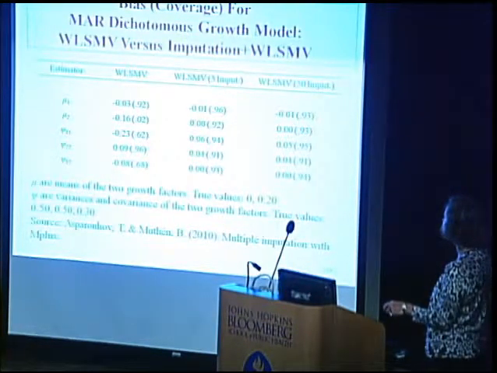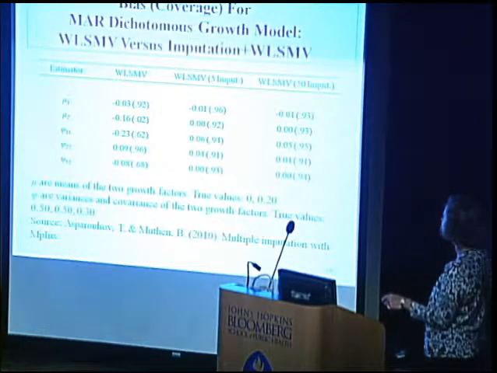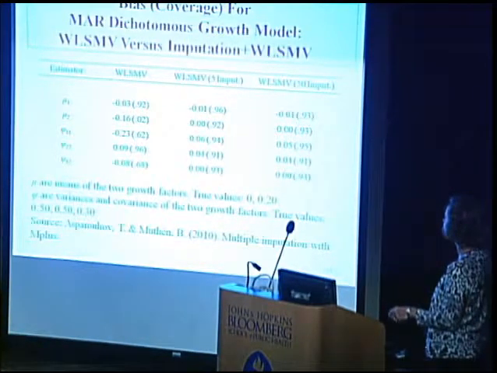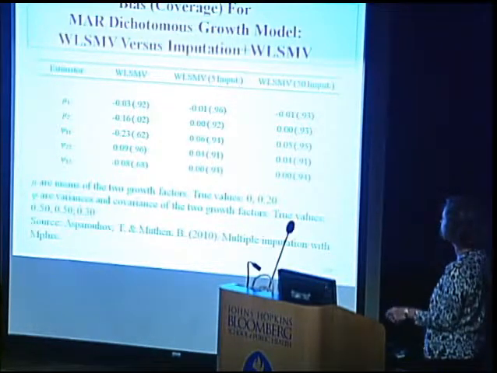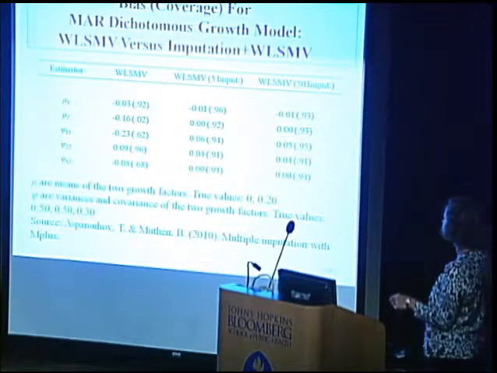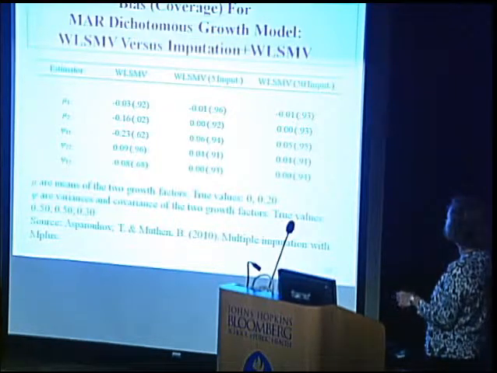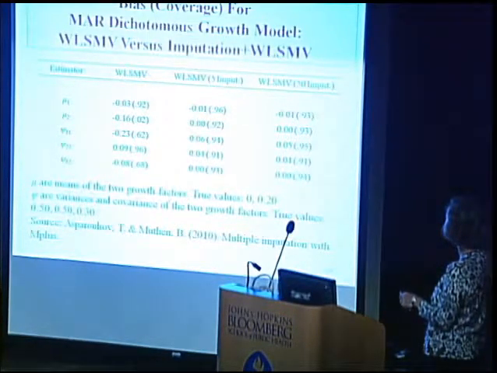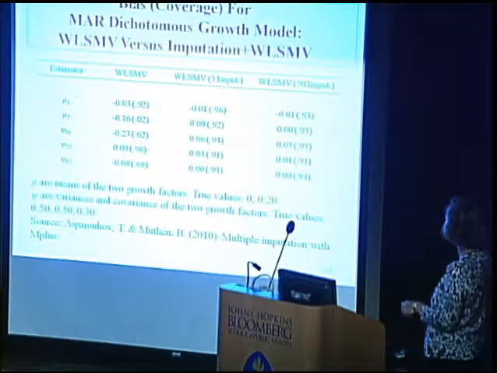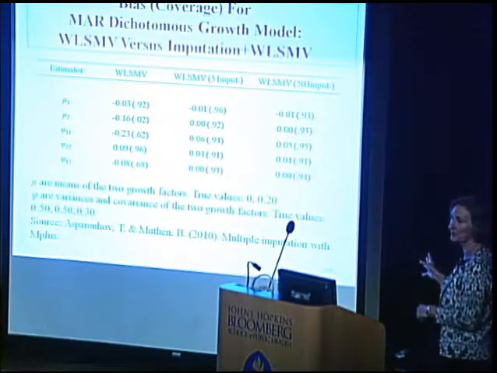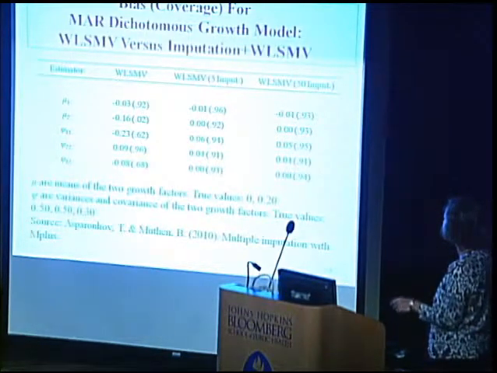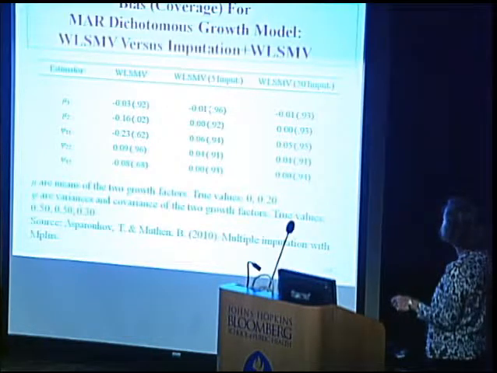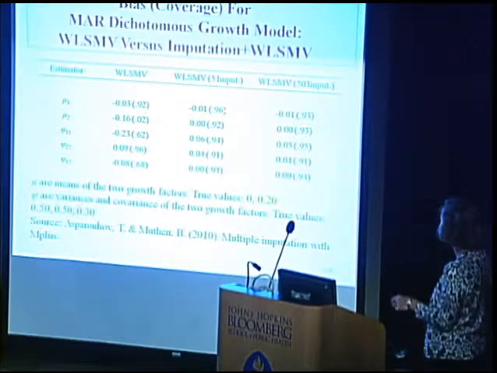So let's just look at this column first, at coverage. We see that we don't have great coverage, certainly not for every parameter using WLSMV. Coverage with 5 imputed data sets looks pretty good. Coverage with 50 imputed data sets, in most cases, looks better, but not necessarily that much better. And the size of the parameter estimates, the first one should be 0. Well, certainly the imputation situations are closer to 0.